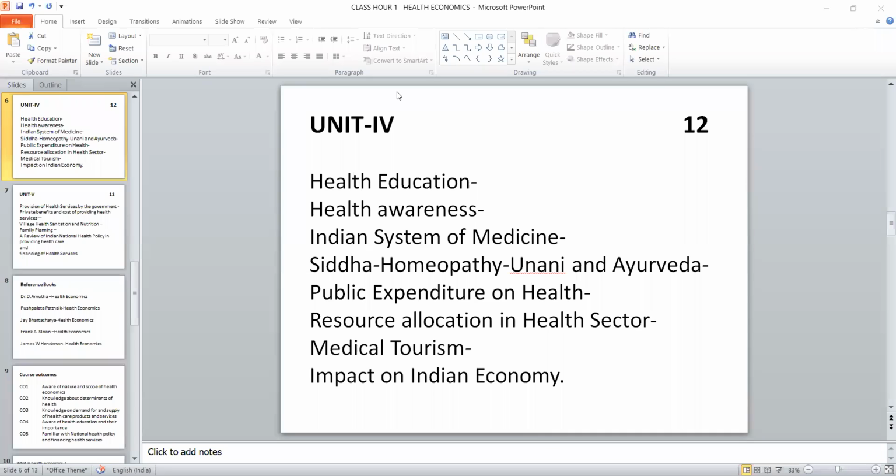So these are the topics that we are discussing in the fourth unit, and the last unit before the, let me finish.